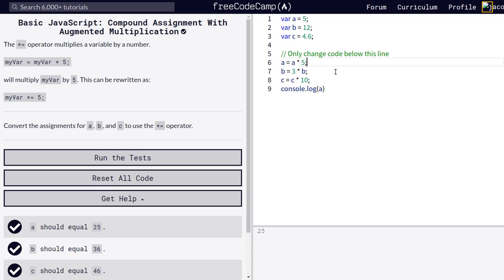And we have a variable b which is assigned the number 12, and we want to multiply b by 3. It equals 3 multiplied by 12. That means variable b equals 3 multiplied by 12, then it equals 36.